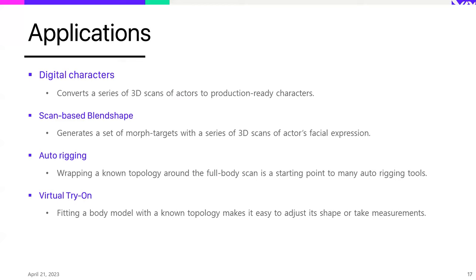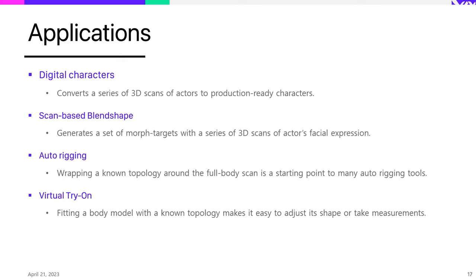So here are applications of Rep3D. Rep3D lets you convert a series of 3D scans of actors to production ready characters sharing the same topology and texture coordinates. And also it can be applied to scan-based blend shapes. Given a series of 3D scans of actors' facial expressions, it can generate a set of morph targets for further animation. And it also can be applied to auto rigging.